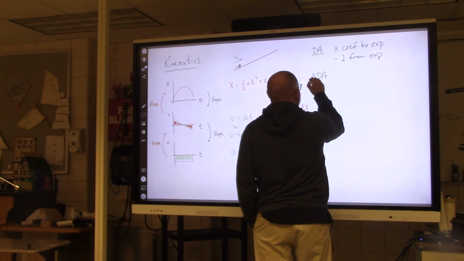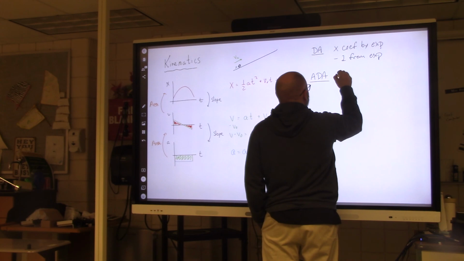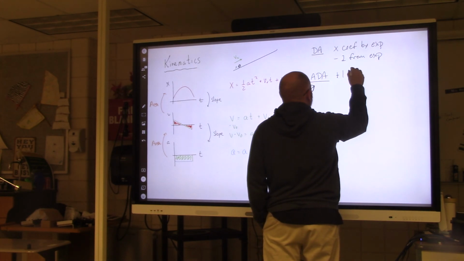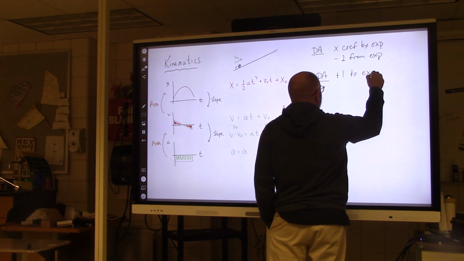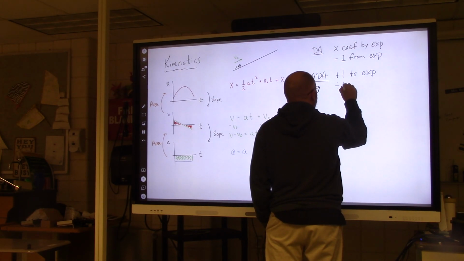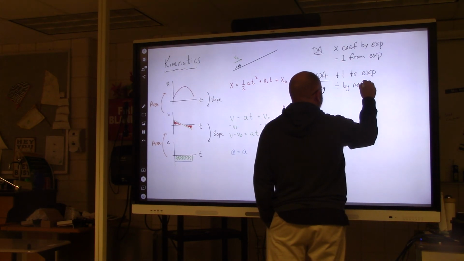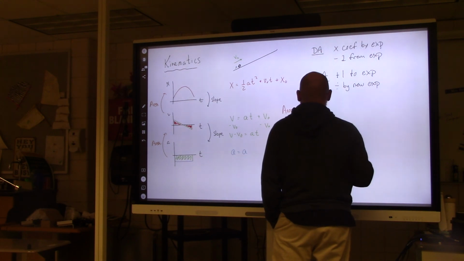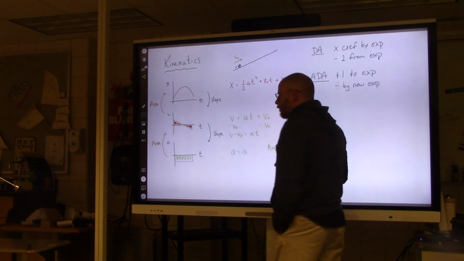Antiderivative algorithm, what is it? Add 1 to the exponent. You divide the coefficient by the new value. That's exactly right.